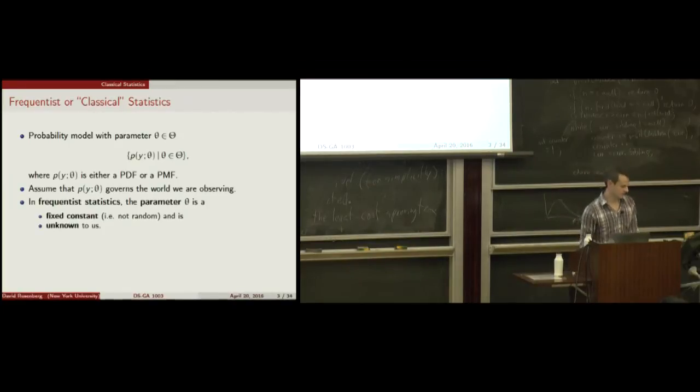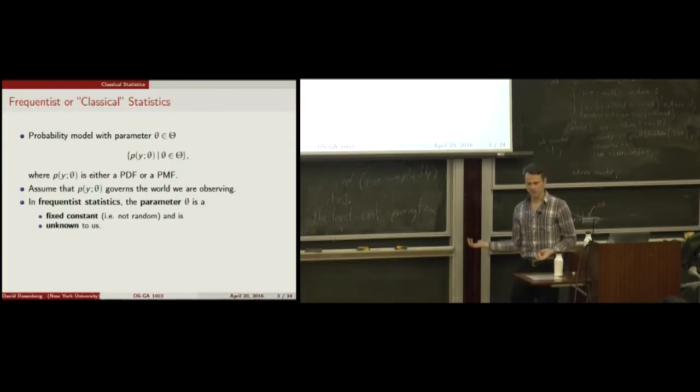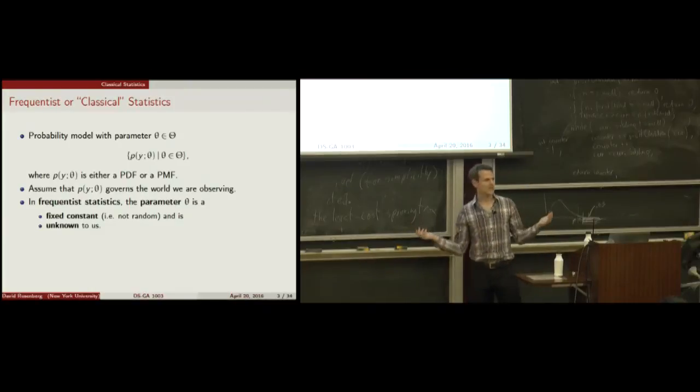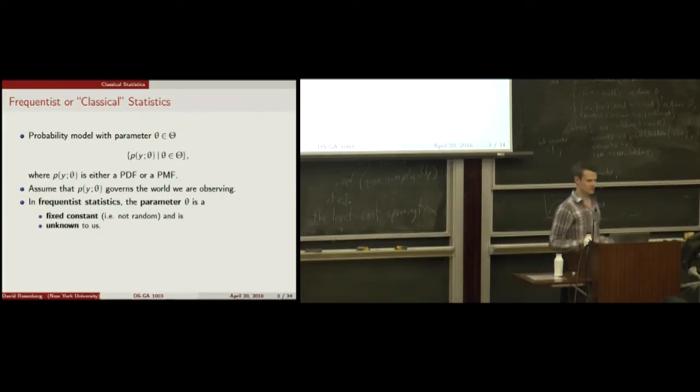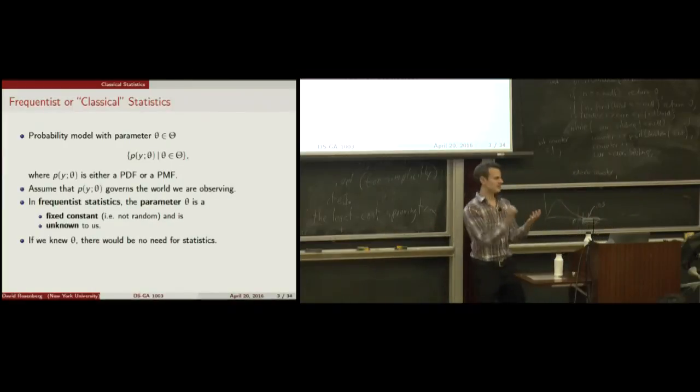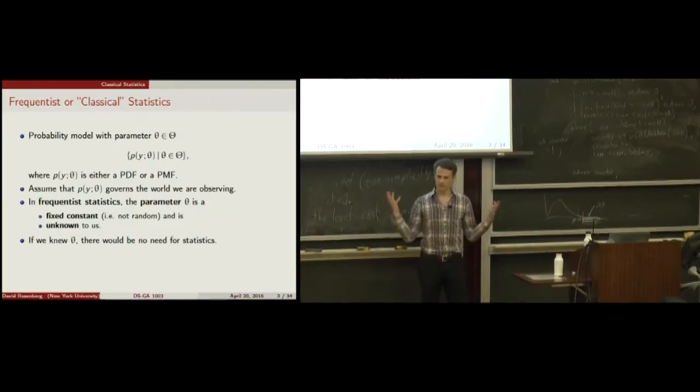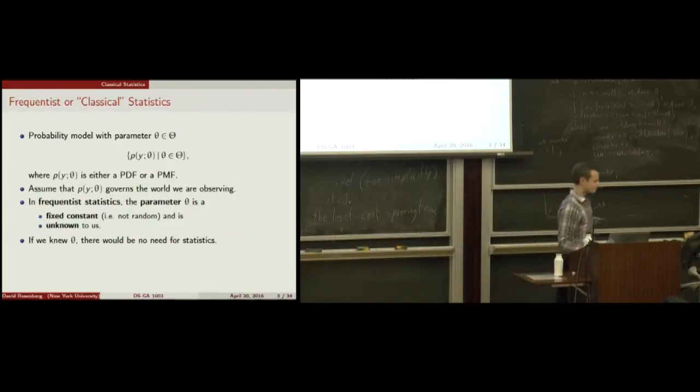So in frequentist statistics, the parameter theta that determines the probability distribution we consider to be fixed and unknown. And our job as statisticians is to figure out what theta is. And once we know what theta is, we've answered all the questions that we have to answer. So the point of statistics is that we don't know what theta is, but we have some data sampled from the distribution, and going from the data back to an estimate for theta, that's what statistics is all about.